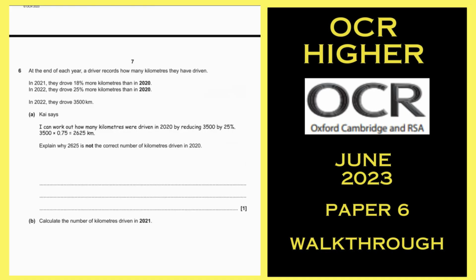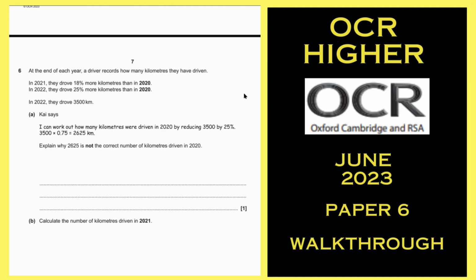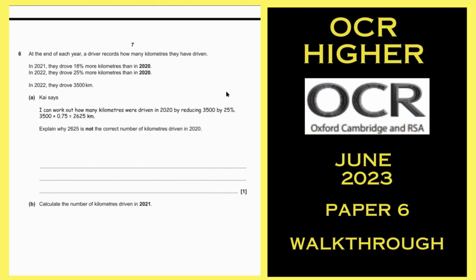On to number 6. Let's get my colour back. Let's go back to blue. So a bit wordy, bit waffly. At the end of each year, a driver records how many kilometres they have driven. And it's one of them which is a little bit all over the place. I wouldn't say they've given it in the best order, but that'll be by design. So when you get to part B, be careful. It kind of needs a bit more mapping out. But part A, not too bad.